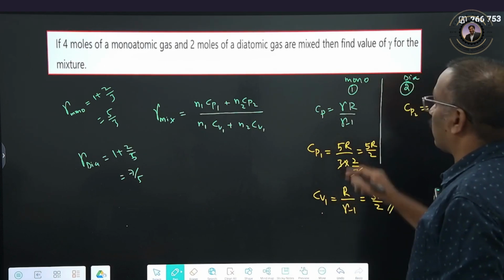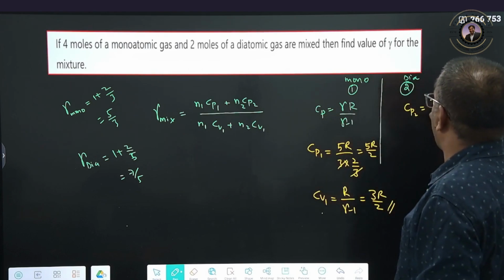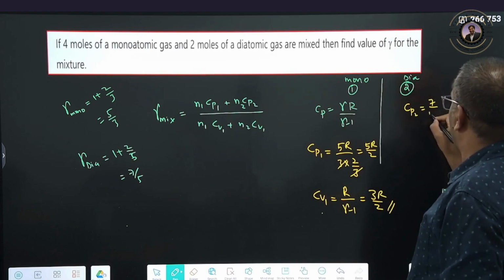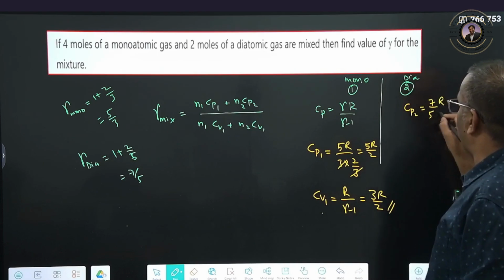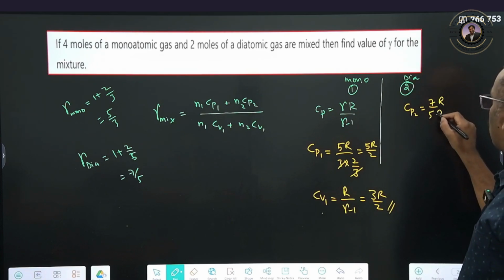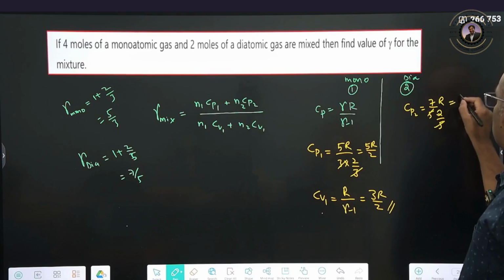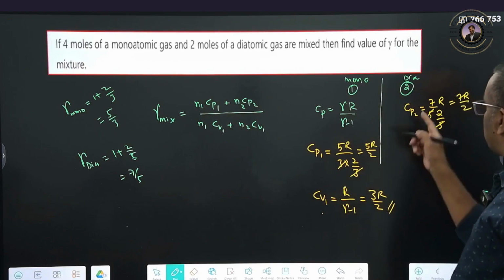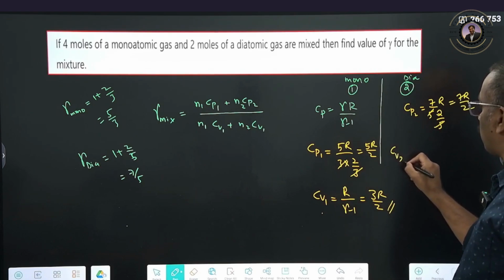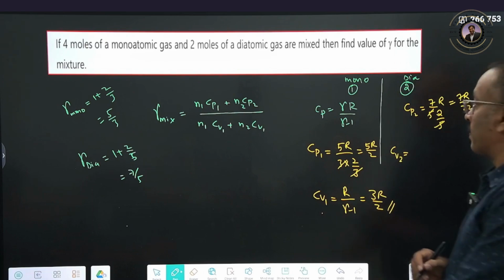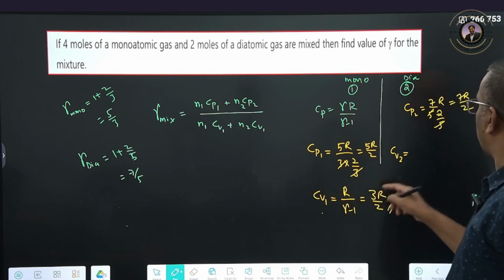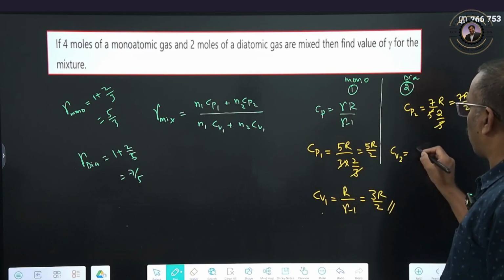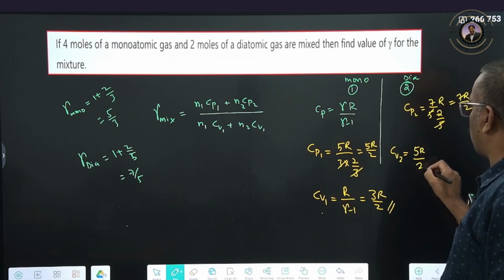For diatomic you can write 7 by 5. So 7 by 5 R into 7 by 5 minus 1 means 2 by 5 gets canceled out, 7R by 2. This is your Cp2. So how much will Cv2 be? R by gamma minus 1, so 7 by 5 minus 1 means 2 by 5, therefore 5R by 2.